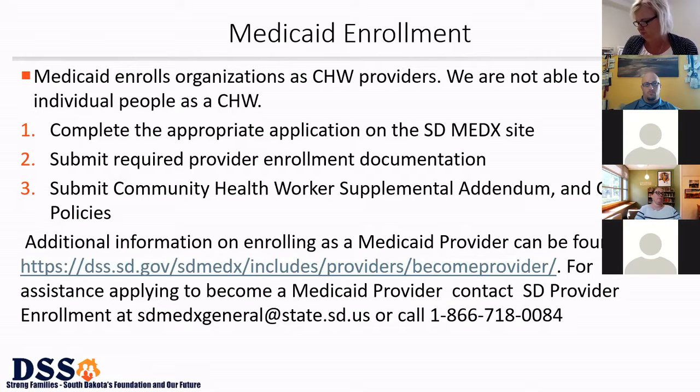And also, just for clarification, we don't enroll individual community health workers. We would enroll the agency. So, for example, say Avera wanted to become a community health worker or had a community health worker program, Avera would be the one to enroll, not the individual people who Avera had employed to provide the service.